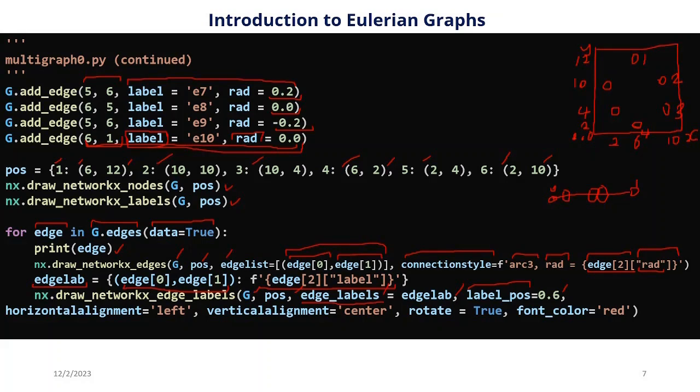Okay, so we say horizontal alignment left, vertical alignment center, rotate equal to true, either true or false. Whether the label should be rotated or not rotated, you can say true, you can say false, it doesn't matter, depending on which one appeals to you. And you can specify the font color that is going to be used to write the label on the edges. So you can now show your plot. So we are going to go to Visual Studio Code now and run the program and see exactly how it works.